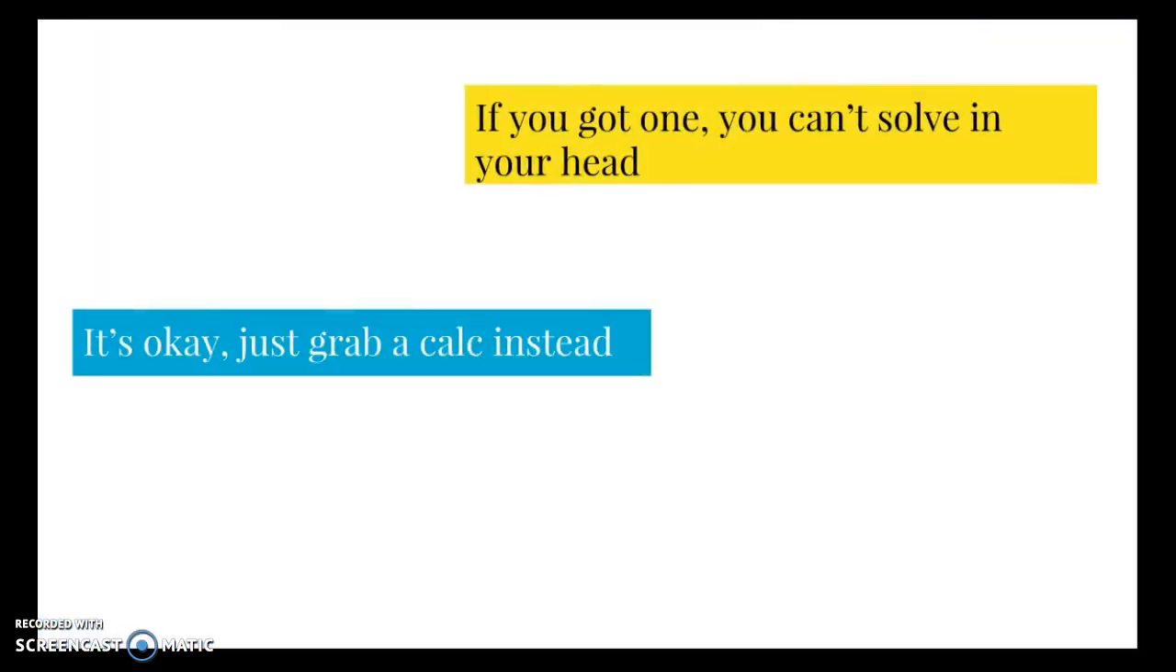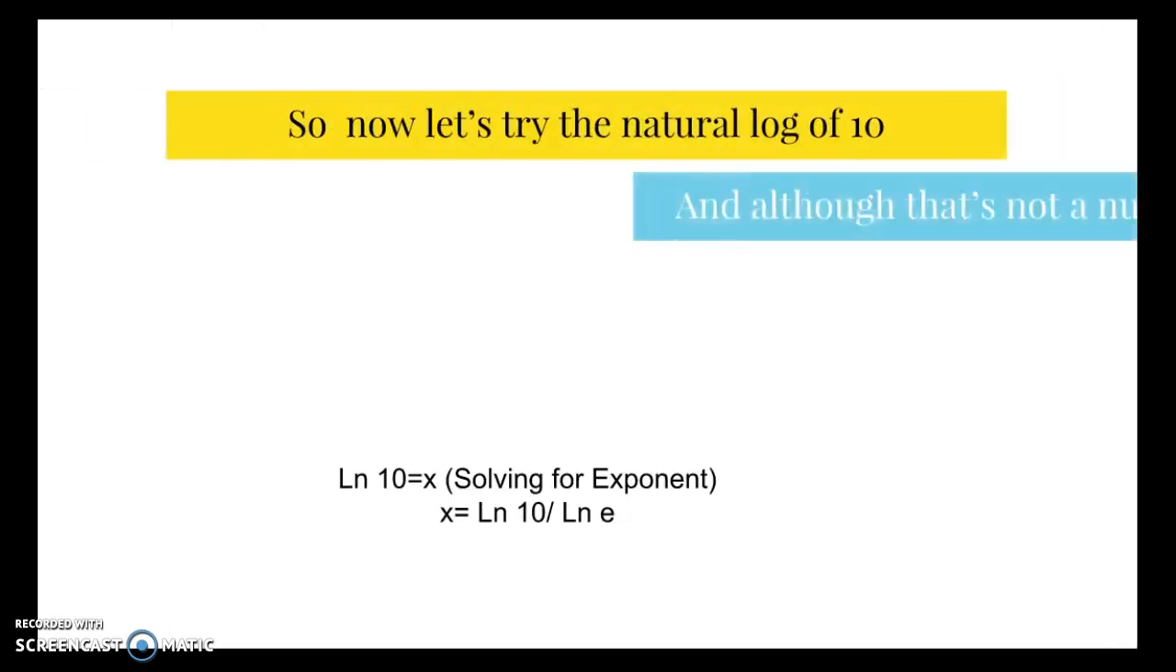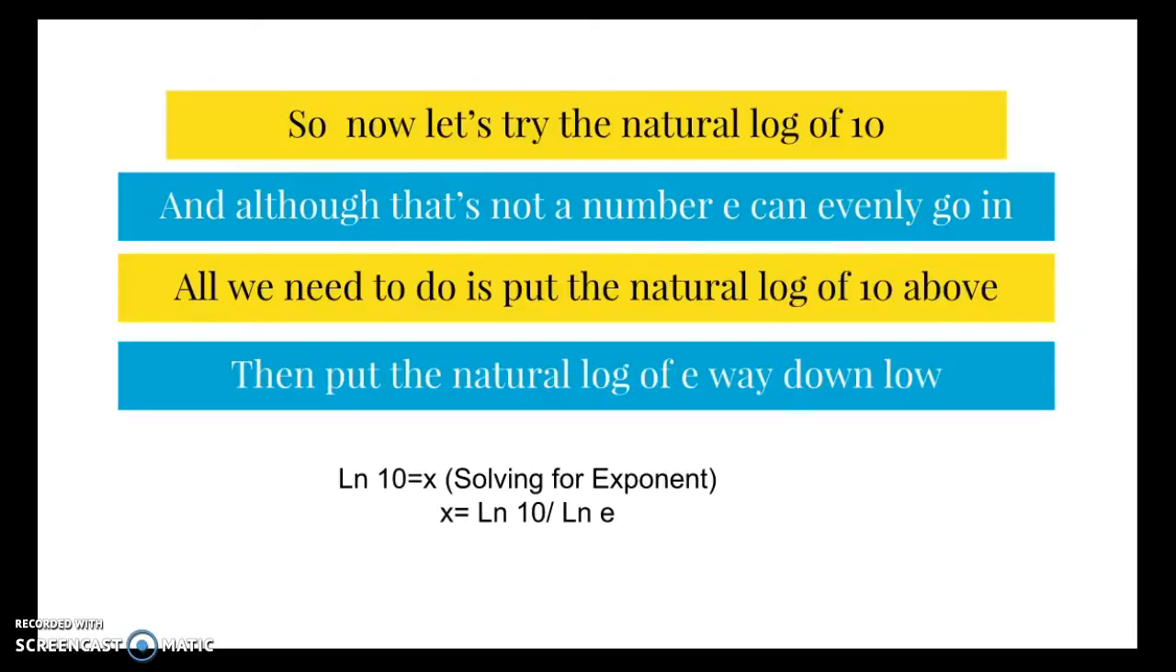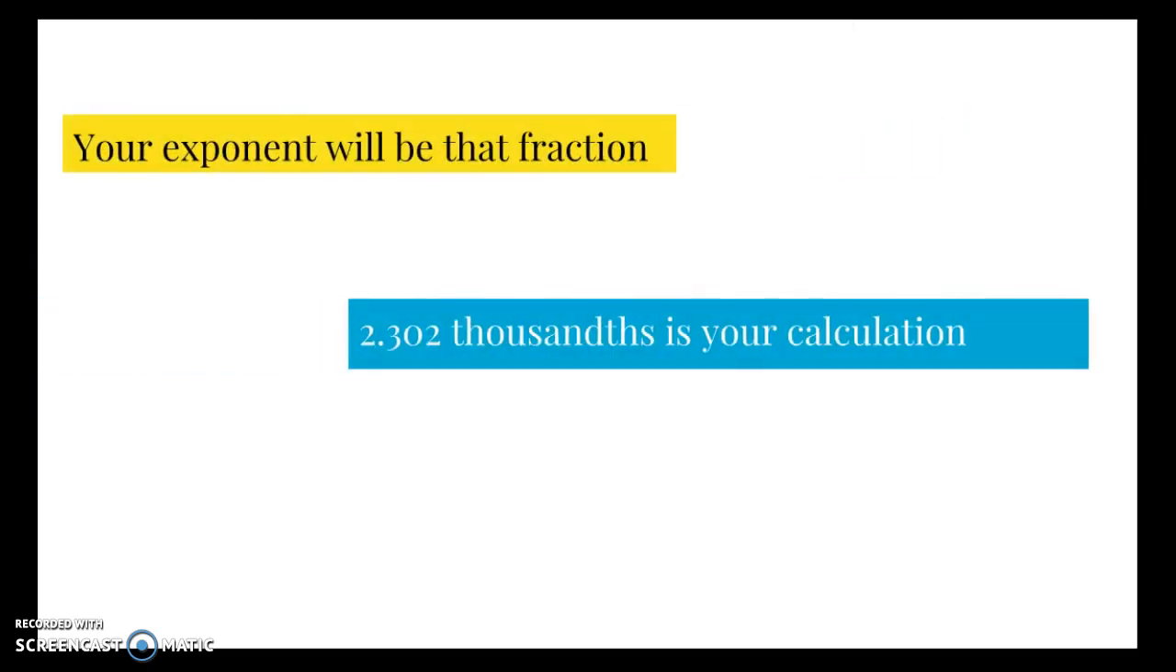If you got one you can't solve in your head, it's okay. Just grab a calc instead. So now let's try the natural log of 10, and although that's not a number e can evenly go in, all we need to do is put the natural log of 10 above, then put the natural log of e way down low. The exponent will be that fraction, 2.302 thousandths is your calculation.